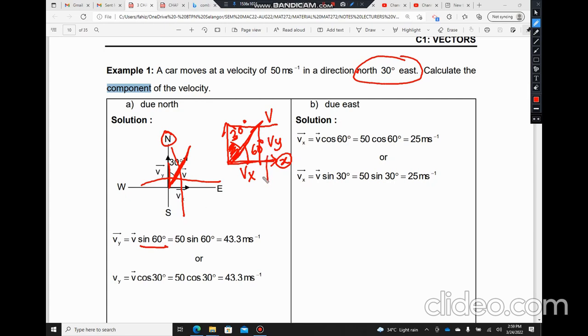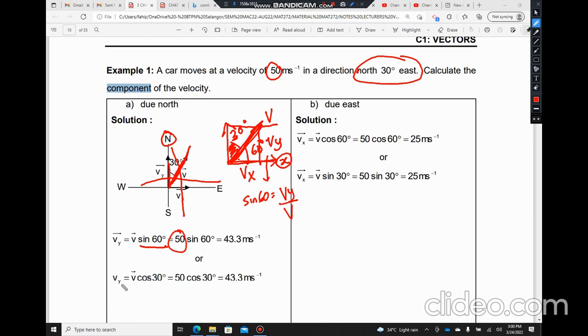Sebab kalau awak tengok balik kat sini, kita ambil sin 60 equals to Vy over V. Sebab apa? Opposite over hypotenuse. Hypotenuse ni adalah V. So that's why kita dapat Vy equals to V sin 60. So V is 50. Kat sini kan dia dah bagi V equals to 50. So 50 sin 60 equals to 43.3.